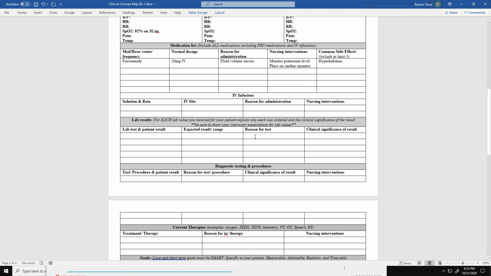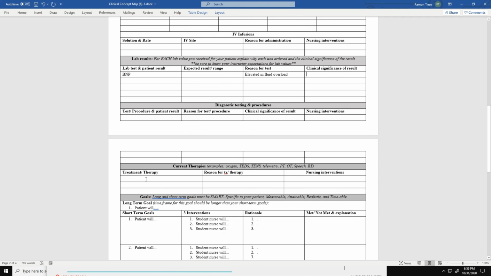Like BNP, look for fluid overload, right? Potassium, well, we're trying to see what their potassium is, right? And so that's why you would do a Chem 7. So every test that you have here, you should be able to state the reason that they did that test and the clinical significance. Come on down here.